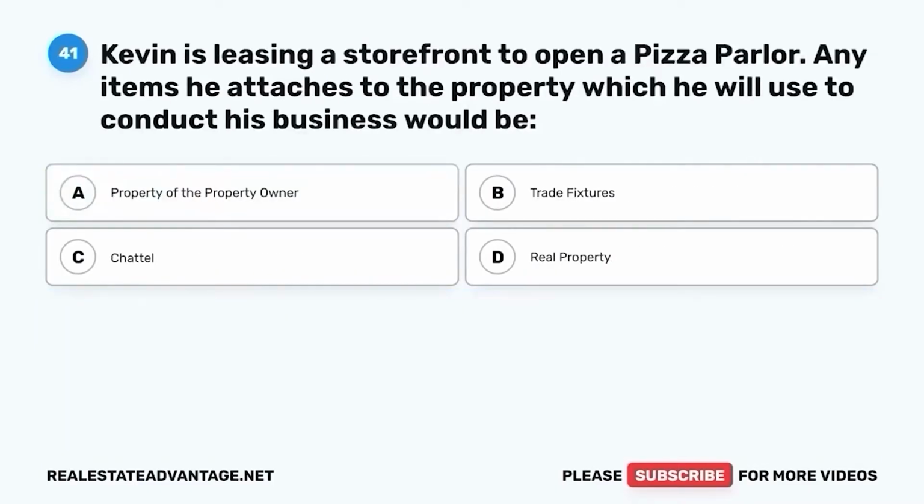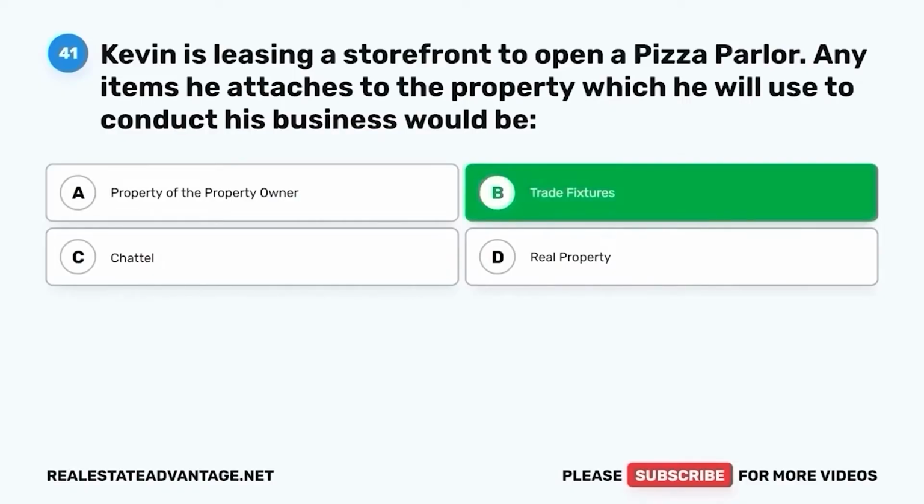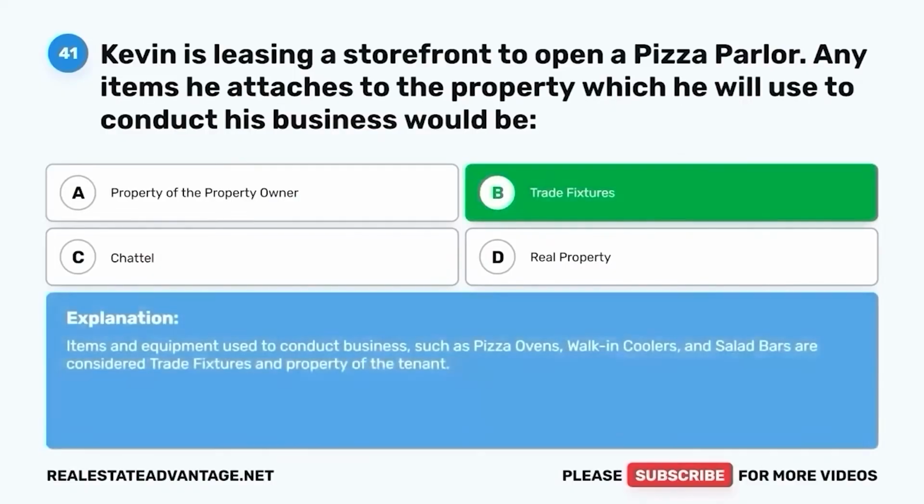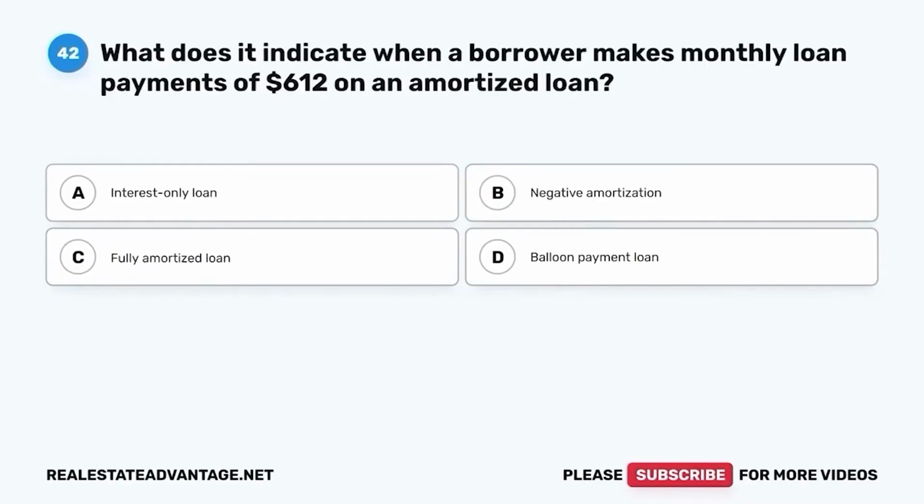Question 41. Kevin is leasing a storefront to open a pizza parlor. Any items he attaches to the property which he will use to conduct his business would be A. Property of the property owner. B. Trade fixtures. C. Chattel. D. Real property. The correct answer is B. Trade fixtures. Items and equipment used to conduct business, such as pizza ovens, walk-in coolers, and salad bars, are considered trade fixtures and property of the tenant.